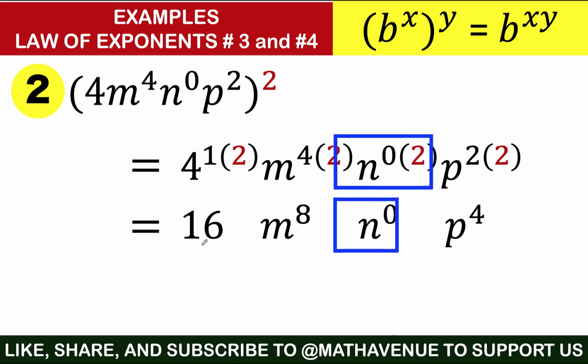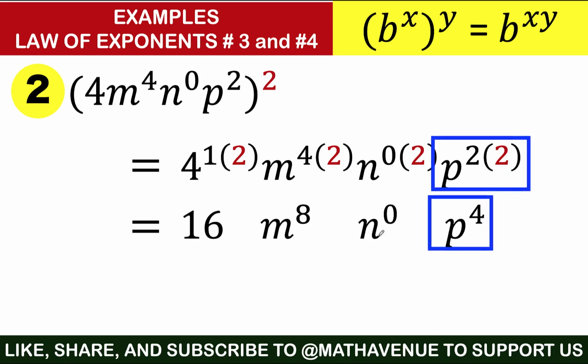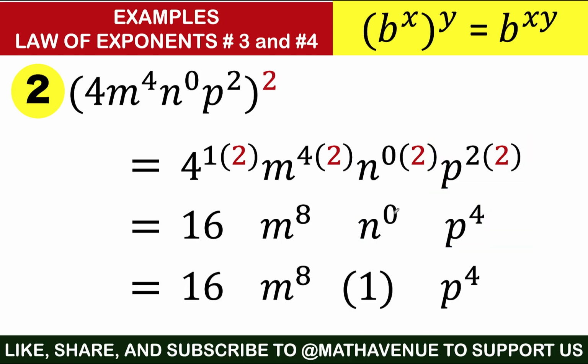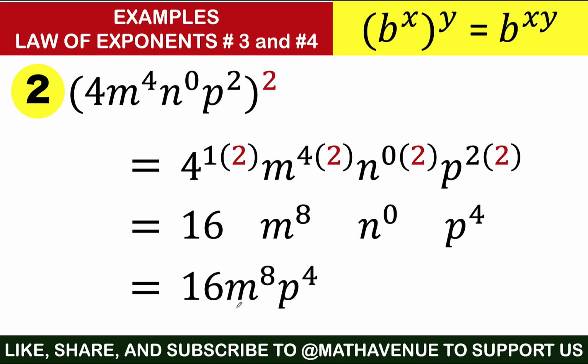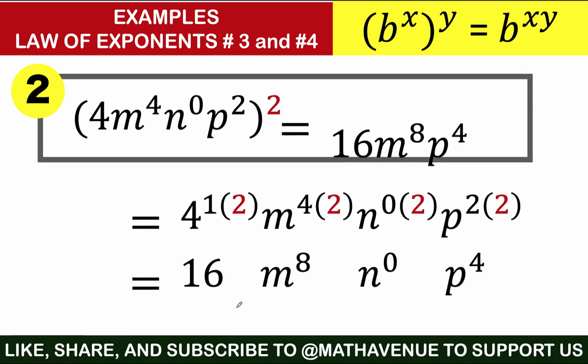Now any number raised to 0 is 1, but here if you multiply 0 times 2, that's also 0. So n to the 0 would still result to 1, and here is p to the 4th. And simplifying, this n to the 0 is 1, and this factor 1 would not affect the product of the remaining factors. So our final answer is 16 m to the 8th p to the 4th. That is now our final answer.